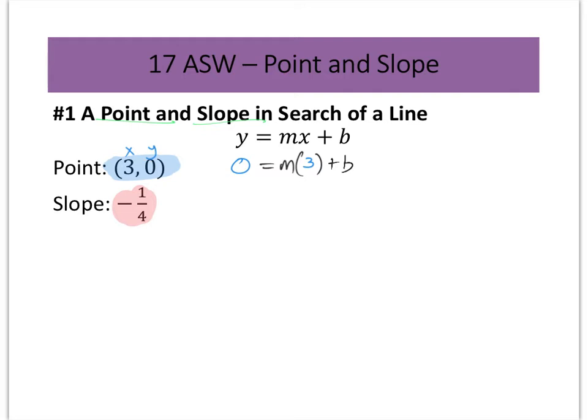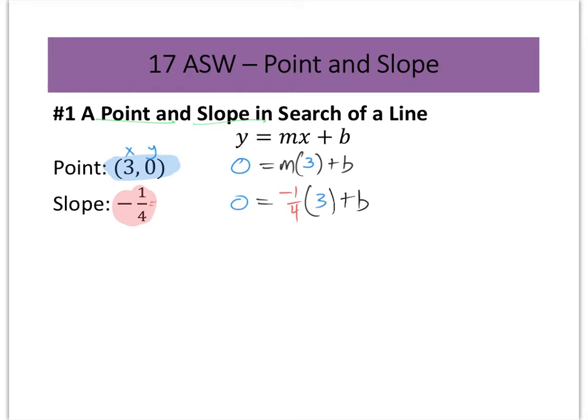And I'm actually going to go through this again, and I know that the slope is the m. And so if I know the slope is m, and m is negative 1/4, I'm literally going to replace the m value in the equation with negative 1/4. So let's go ahead and do that. 0 equals negative 1/4 times 3 plus b.